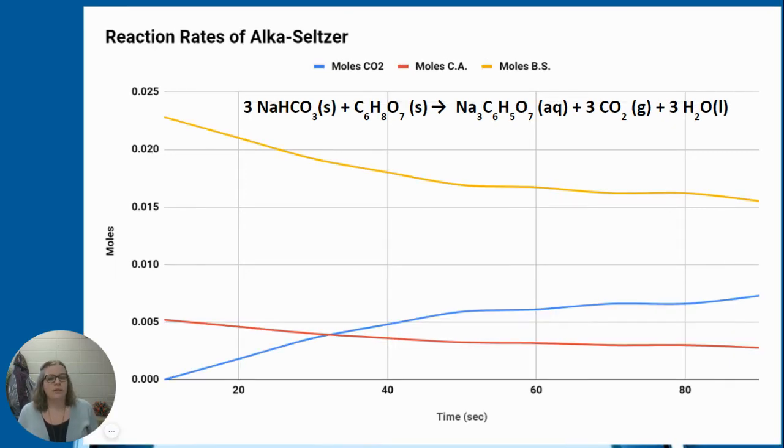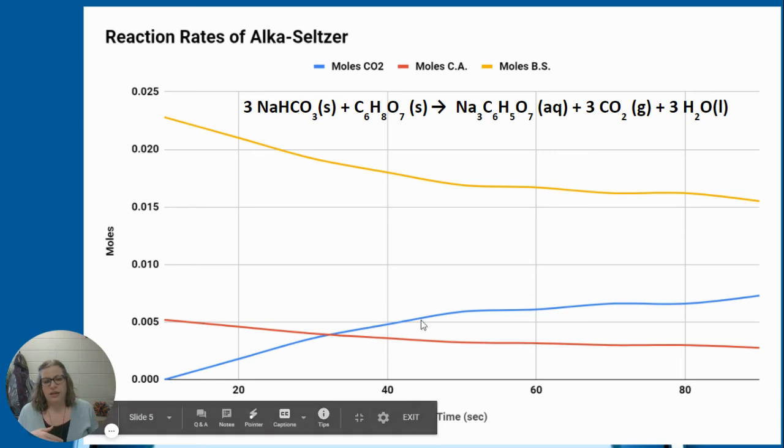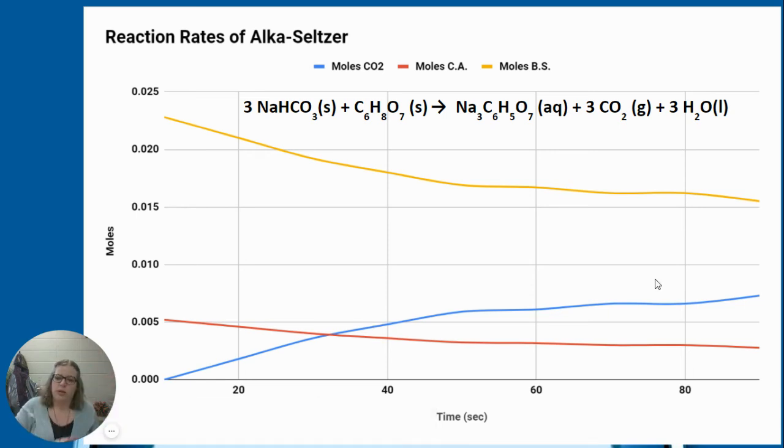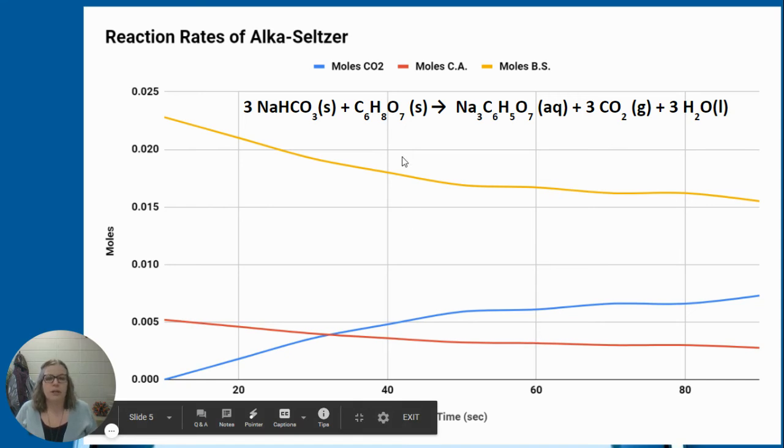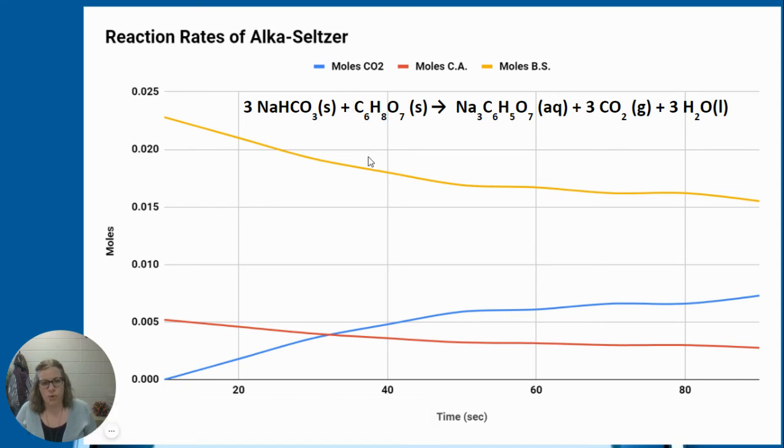Here's just another look at this. I think it's maybe a little easier to see without the dots. So if we look at the lines, you can really pretty clearly see that the baking soda and the CO2 have pretty much the same shape. And then the citric acid drops at a much slower rate because it's got that coefficient of 1.